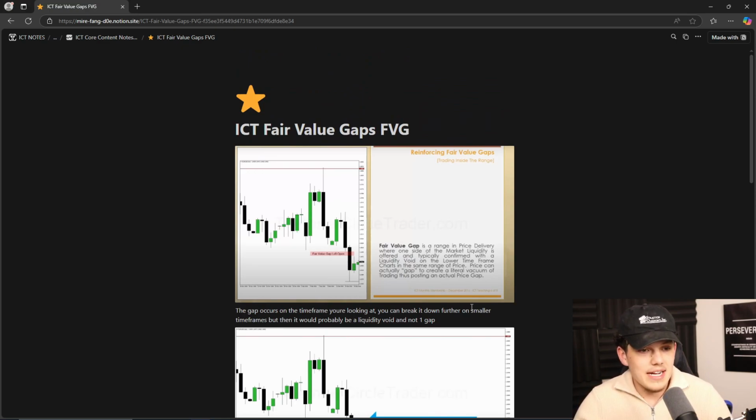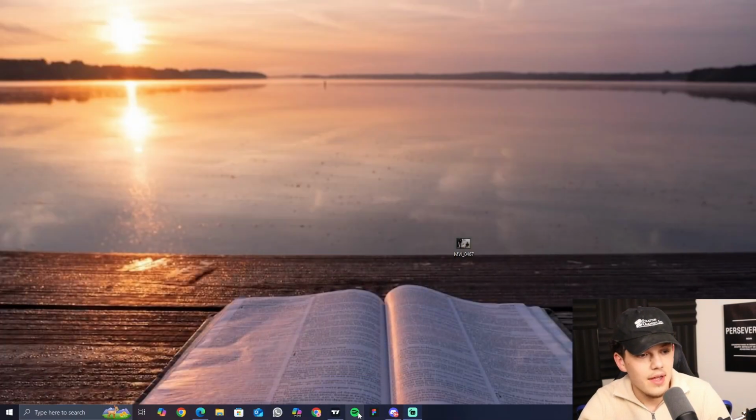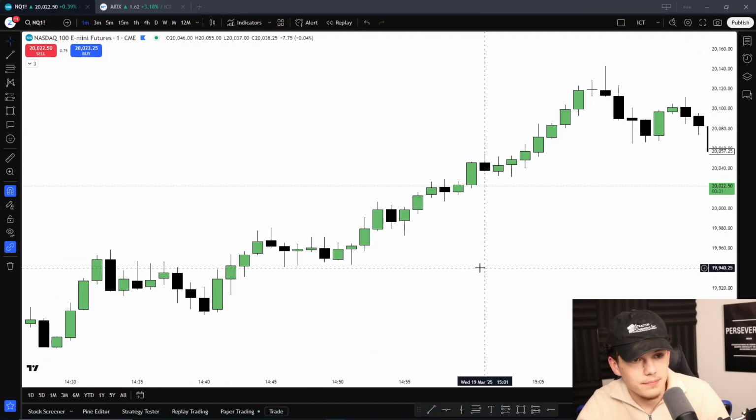You can break it down further on smaller time frames, but then it would probably be a liquidity void, not one gap. So what does that mean? When price moves down fast, when you drop time frames, it's probably a liquidity void. Now, what is a liquidity void compared to a fair value gap? Well, I'm going to tell you.